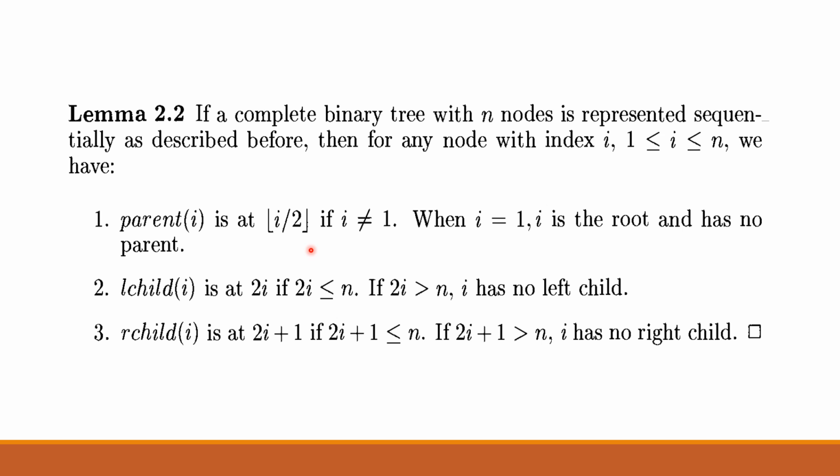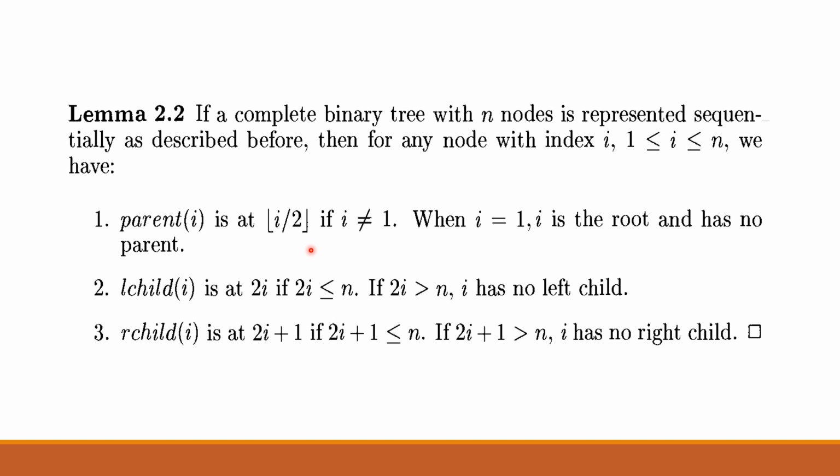Here we are checking the condition, first I/2. If I is not equal to 1, that is a false condition. If I is equal to 1, then it is the topmost node, the root node, so it has no parent node. Okay, that is the first statement.